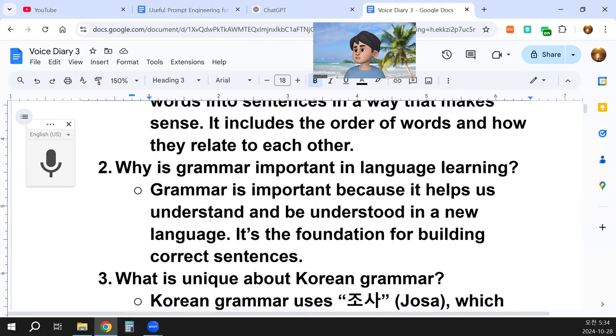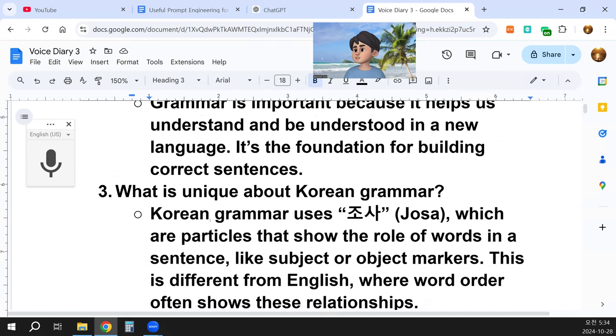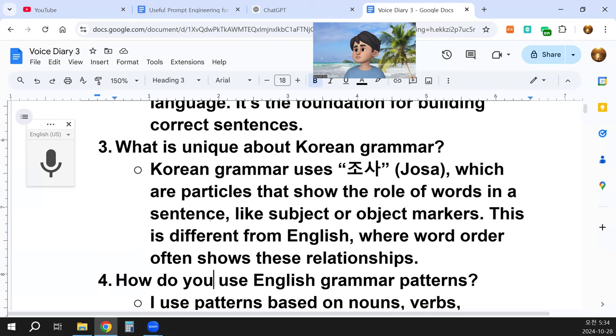What is unique about Korean grammar? Korean grammar uses josa, which is a particle that shows the role of words in a sentence, like subject and object markers. This is different from English, where word order often shows these relationships.